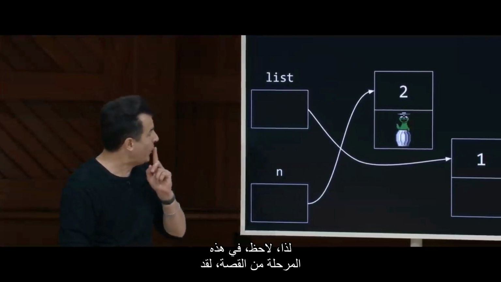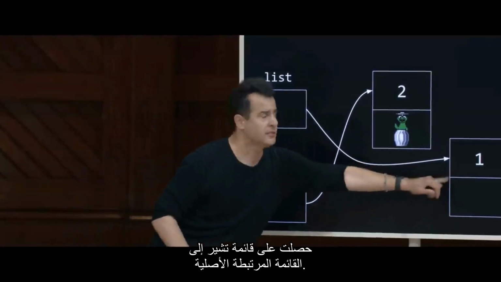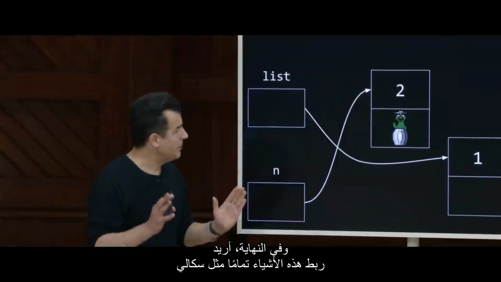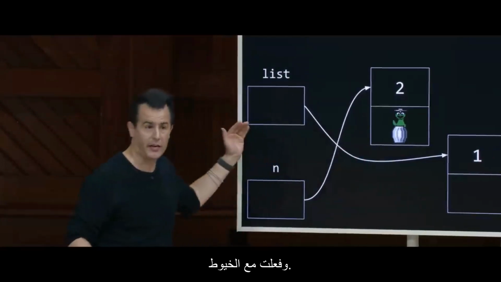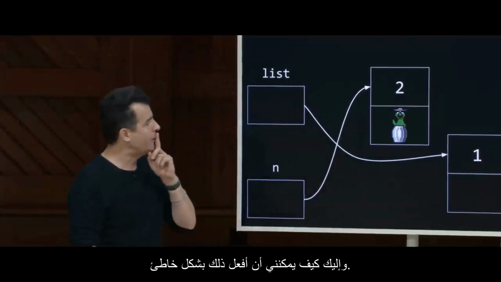So notice, at this point in the story, I've got list pointing to the original linked list. I've got n pointing to the brand new node. And ultimately, I kind of want to connect these just as Scully and I did with the strings. This is just temporary, so I want to connect these things. Here's how I could do it wrong.